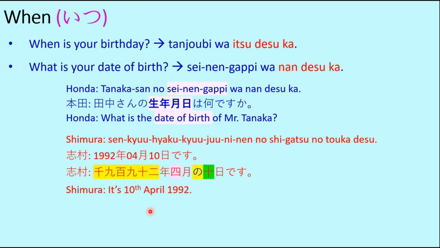Tanjobi wa itsu desu ka will be simply the day and the month, and seinen gappi wa nan desu ka will have to include the year as well, because it is straightforwardly asking about the complete date of birth.